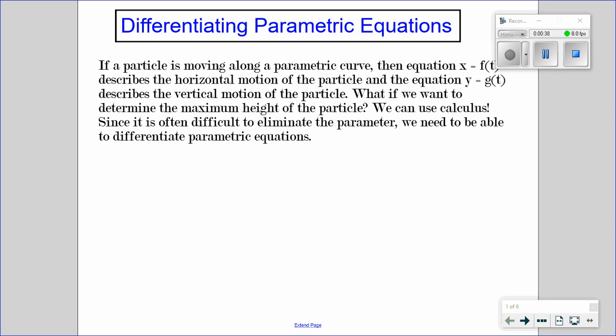So what if we wanted to determine the maximum height of the particle, or when the particle reaches that maximum height? Well, we can use calculus, and that means derivative. Remember, if the tangent line is horizontal, that's when a graph has a maximum or minimum. So if we could find the derivative, we could determine when the slope of the tangent line equals 0, and that could tell us when the particle reaches its maximum height. There are a lot of reasons why we might need to find the derivative of parametric equations. So how do we do that?